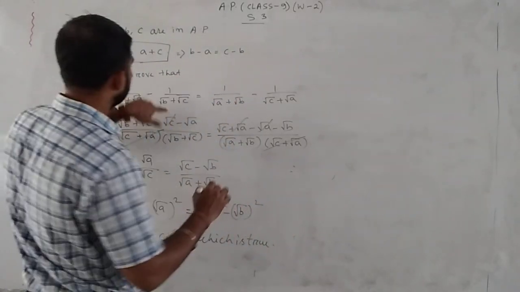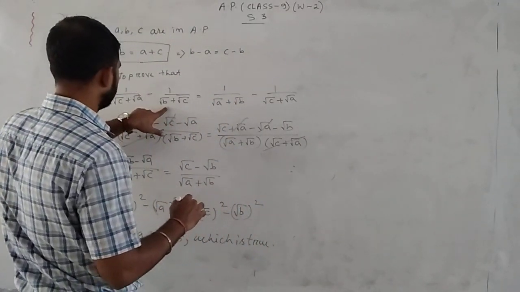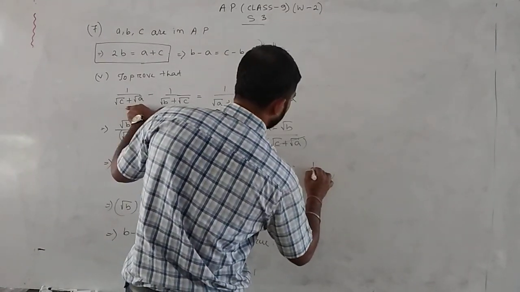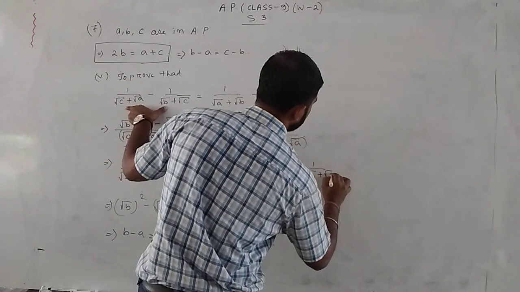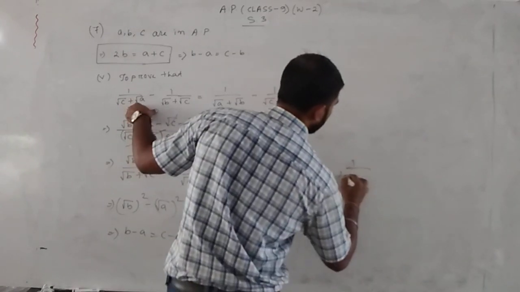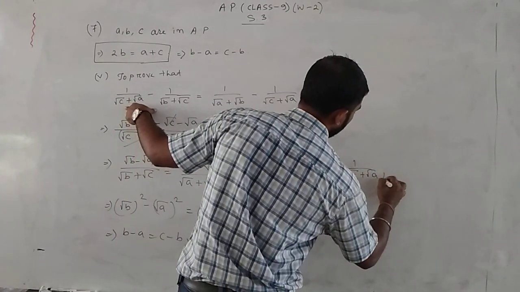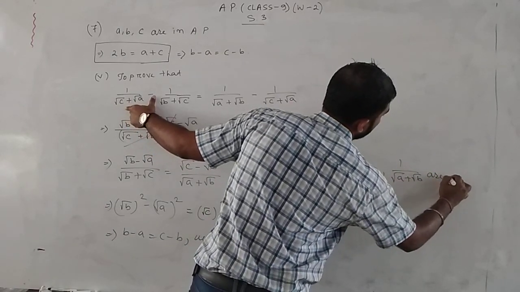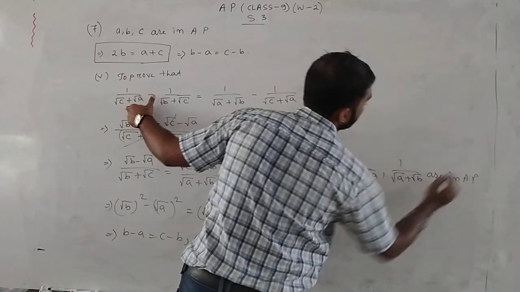Therefore, 1 by root b plus root c, 1 by root c plus root a, 1 by root a plus root b are in AP.